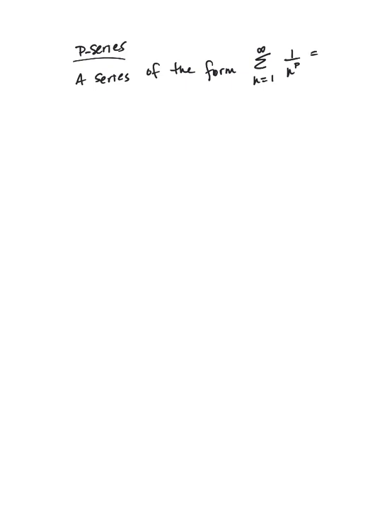Okay, so this would equal 1 over 1 to the p plus 1 over 2 to the p, 1 over 3 to the p, and so on, plus 1 over n to the p plus dot, dot, dot, is called a P-series. Where p is a positive constant.